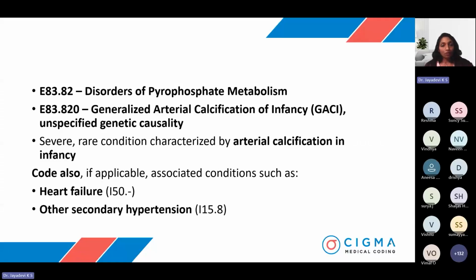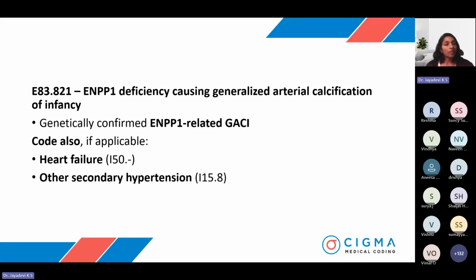Okay, so this is generalized arterial calcification of infancy, GACI. GACI is a rare condition, as I've told you. It's the arterial calcification in infancy. Now, this is ENPP1 deficiency causing generalized arterial calcification. The new code is E83.821 of infancy.